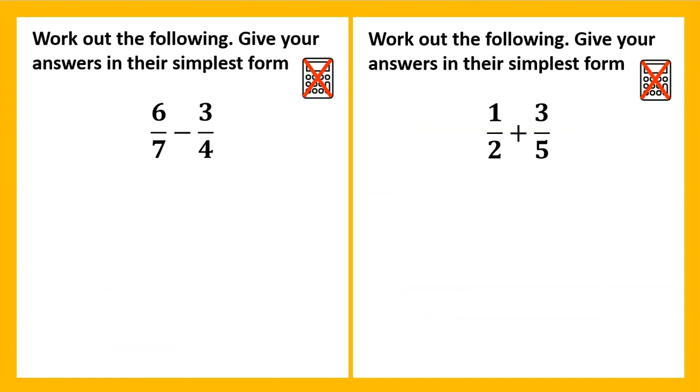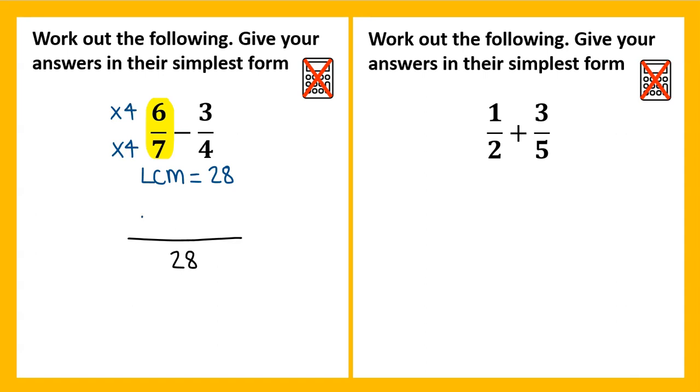With a slight increase in difficulty, we can see that the denominators are different. We'll need to find a common denominator by doing the lowest common multiple, which in this case is 28. Neither of these fractions have a denominator of 28, so we'll need to multiply both of them. That will involve multiplying the denominator of 7 by 4, which means we'll also need to multiply the numerator of 6 by 4 as well.